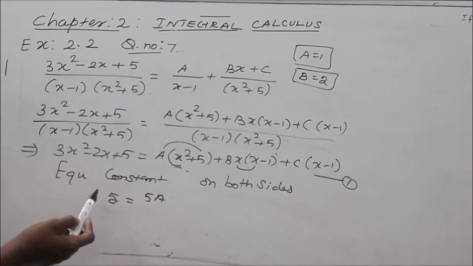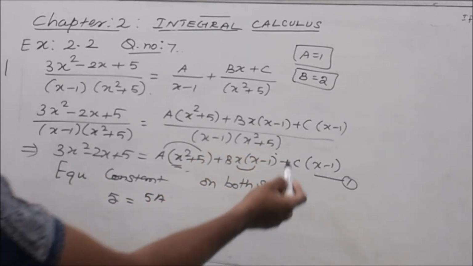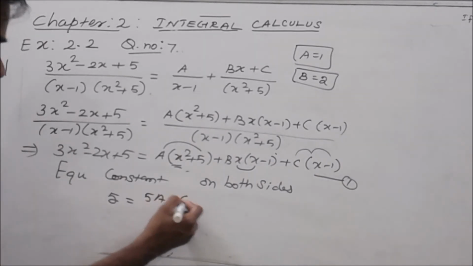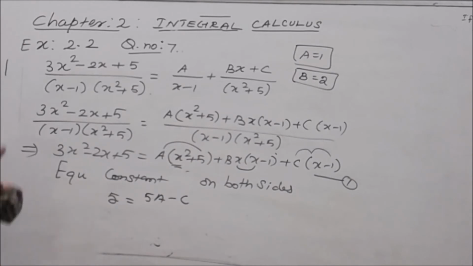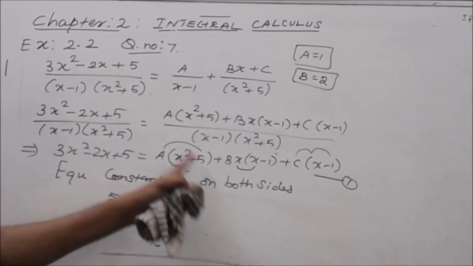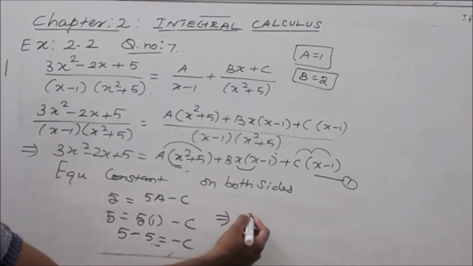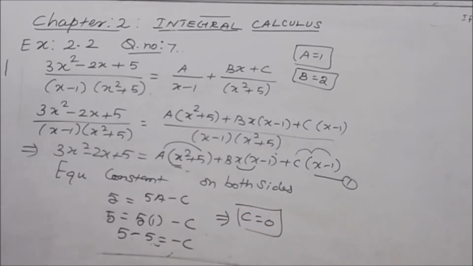On the left side we have only one constant, that is 5. In the third term, when we multiply c inside, we get cx minus c. So that minus c is a constant here. Equating constants on both sides of equation 1, we get 5 equal to 5a minus c. Now substituting the value of a, 5 equal to 5 into 1, minus c. Simplifying, 5 minus 5 equal to minus c, which implies c is equal to 0. So 0 is the answer for c.